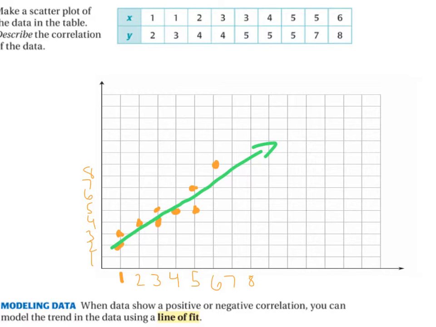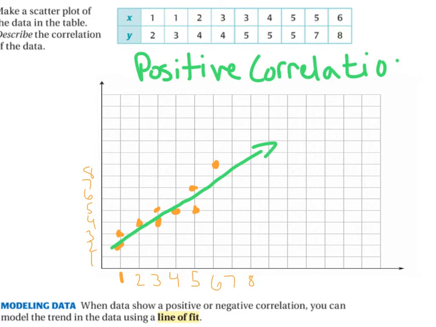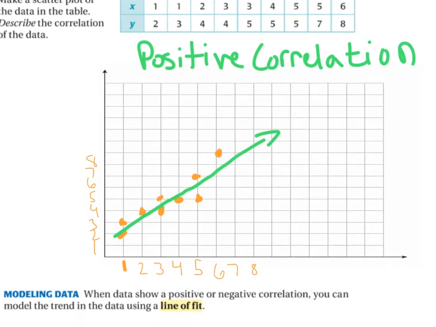So what type of correlation is this? This is a positive correlation, because as x increases, the y is tending to increase. Okay? So let's kind of go over some things here.